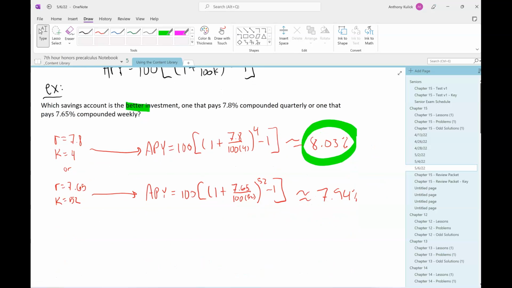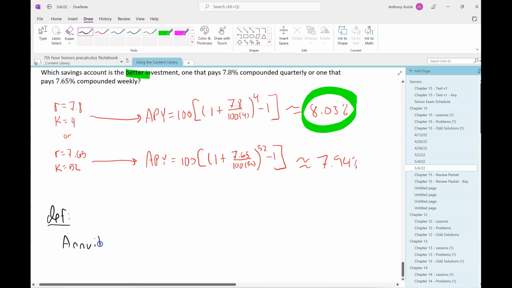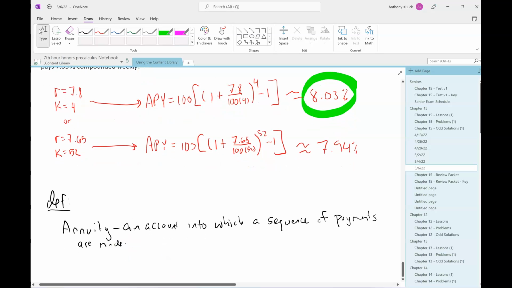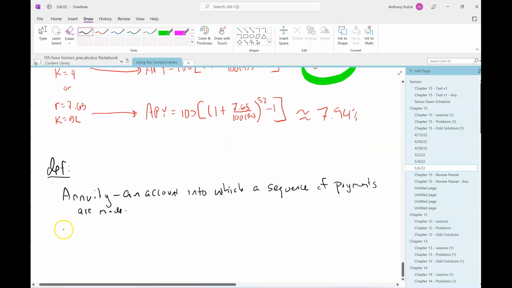All right. One more financial concept to talk about here. So this last concept is called an annuity. And this is an account into which a sequence of payments are made. And specifically, the kind of annuity we usually are most interested in, and will be in this class, is the ordinary annuity.